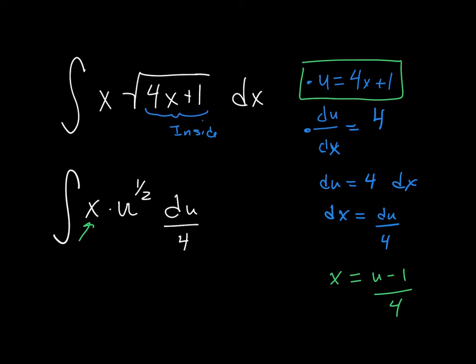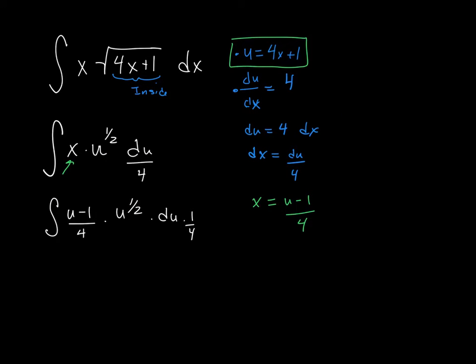Put that back in, and now I have that the integral is u minus 1 over 4 times u to the 1/2 times du. We could put that 1/4 there as well. So if I go through and take that out, that gives me 1 over 16 times the integral of u minus 1 times u to the 1/2 du.